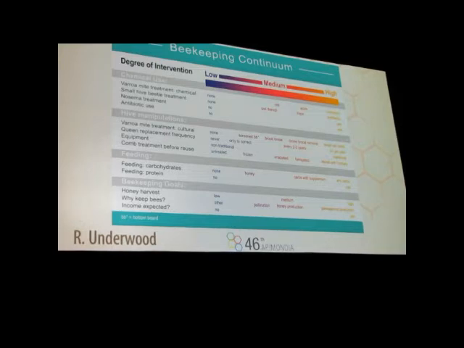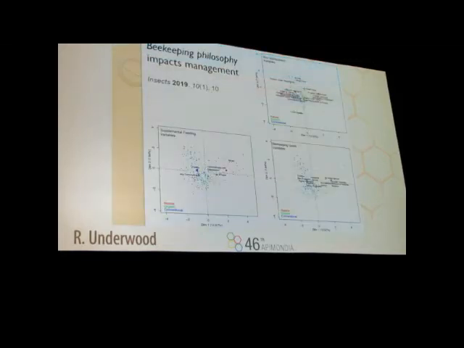Most of you are probably looking at this continuum, which goes from low intervention on the left to high intervention on the right, and you can see all the different rows, the different beekeeping decisions that you need to make as a beekeeper. You might think that to be a certain type of beekeeper you have to stay all on the left, or you need to stay all on the right, but that is not the case. And that is not what beekeepers do.